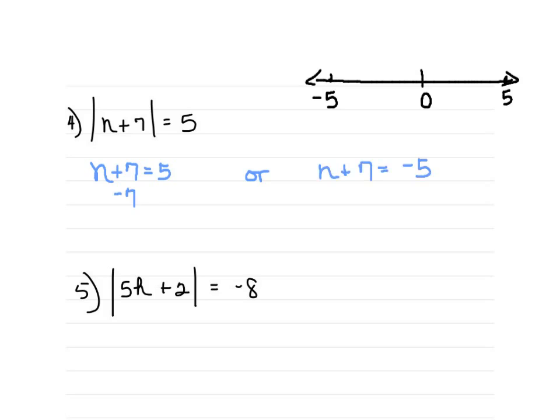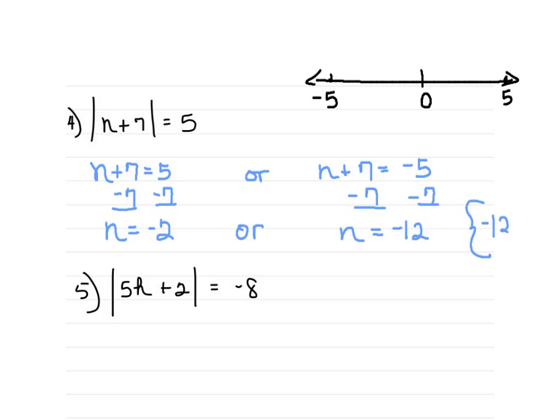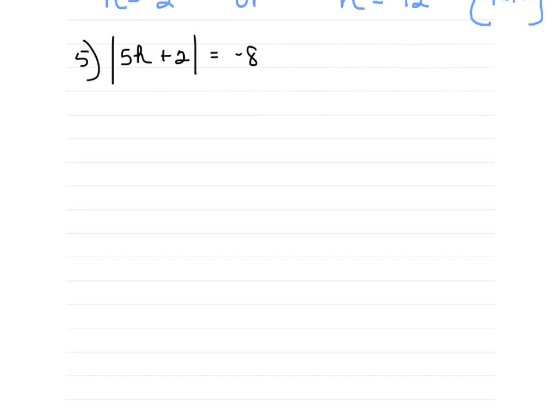Subtract 7 here, and n would be negative 2, or subtract 7 here, and n equals negative 12. Remember that I will write down my solution in a solution set, and I will order them numerically. So negative 12, comma, 2. Okay. All right, number 5.